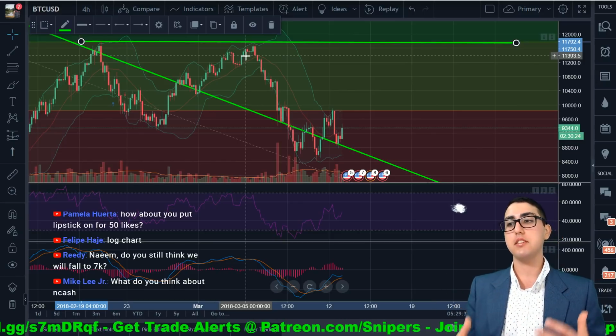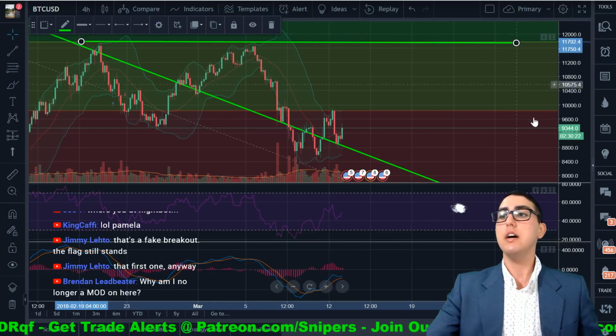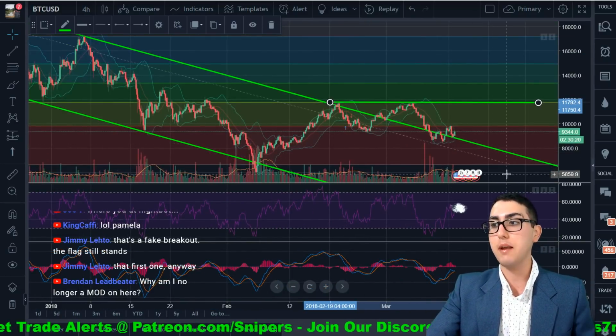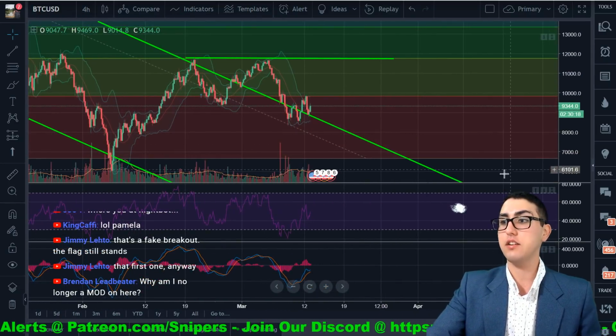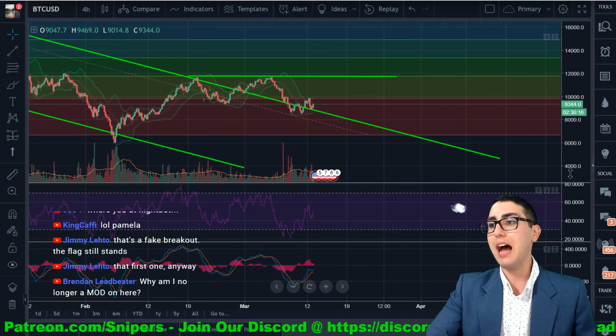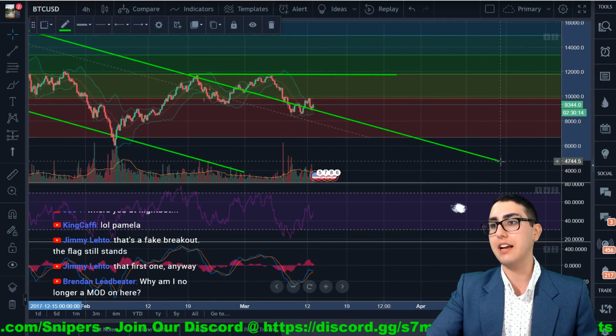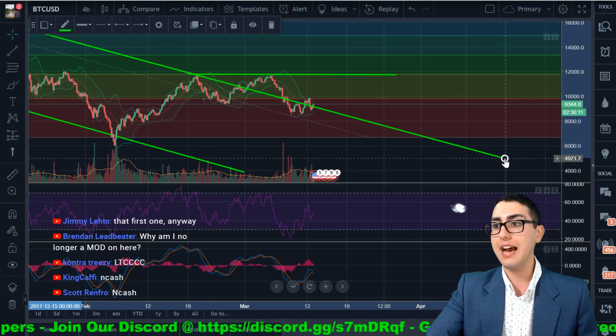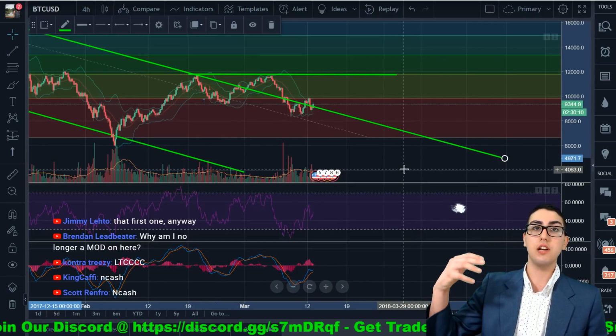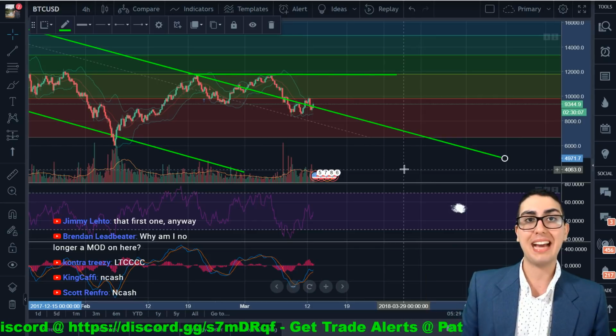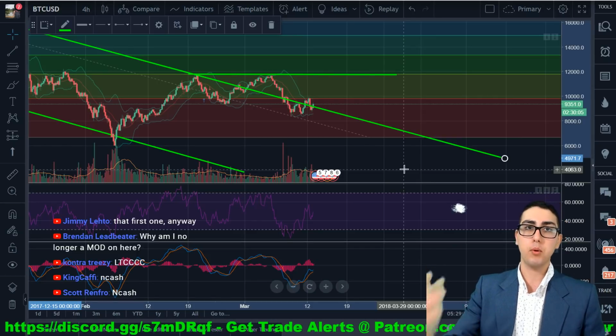And in my opinion, it's important to keep this flag drawn out because it has so much statistical data behind it, being the fact that it's formed over 3 months. So I would not discredit this flag 100%. It has a lot of data to it. It has a lot of numbers backing it, and in my opinion, that's extremely important to keep note of.